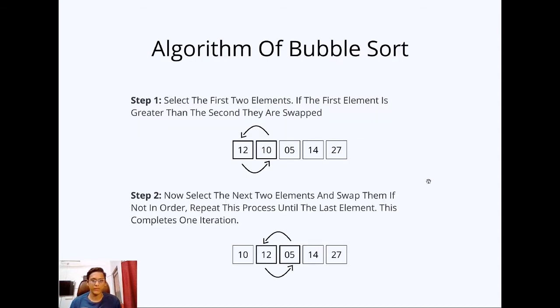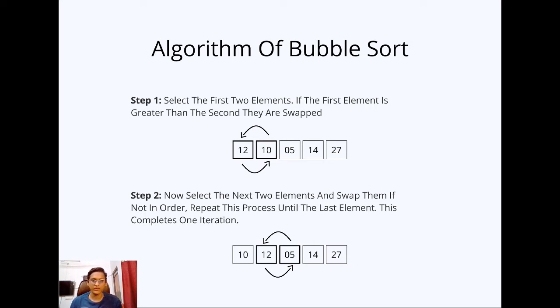The algorithm of bubble sort. Step 1. Select the first two elements. If the first element is greater than the second, then they are swapped. Because our agenda is to sort this array in ascending order. That's why we are swapping if the first element is greater than the second. If it had been to sort in descending order, then we would swap if the first element is smaller than the second element.